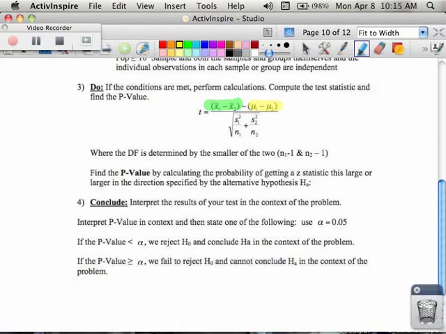Degrees of freedom is determined by the smaller of the two. We already talked about this in our last example. So that's how you find your degrees of freedom. That's the same as before. Find your p-value. It works just like finding our p-value in the past. And then when you draw your conclusion, if your p-value is less than alpha, you reject. If it's not, you fail to reject. Put it in context. Let's try one.